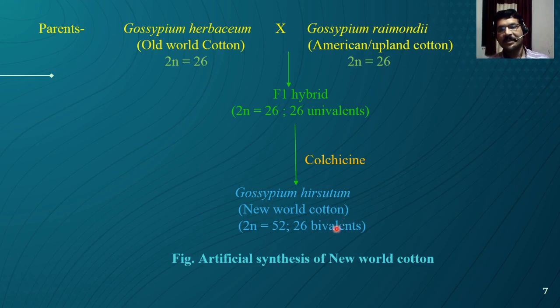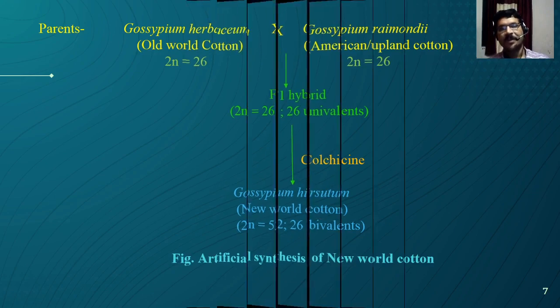So in this video we have learned about artificially synthesized wheat and artificially synthesized cotton, which are very classical examples of allopolyploids.